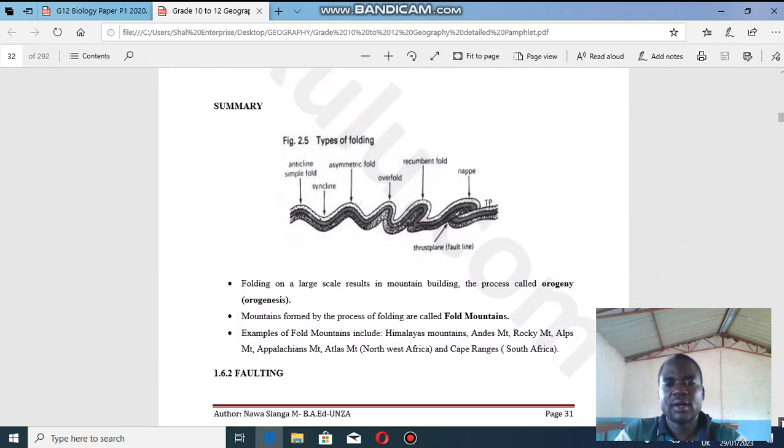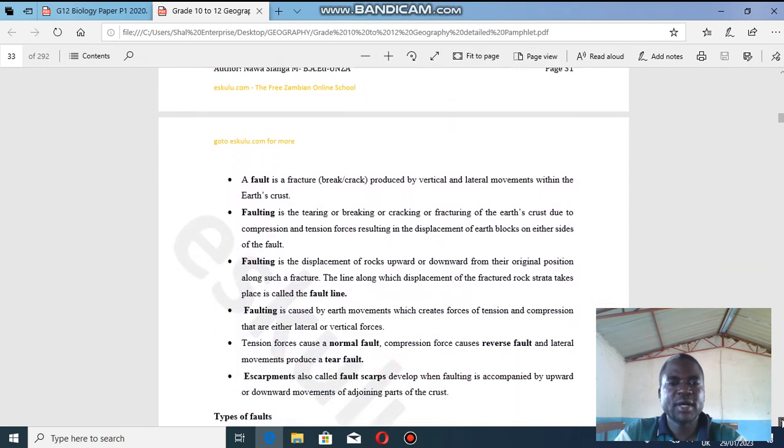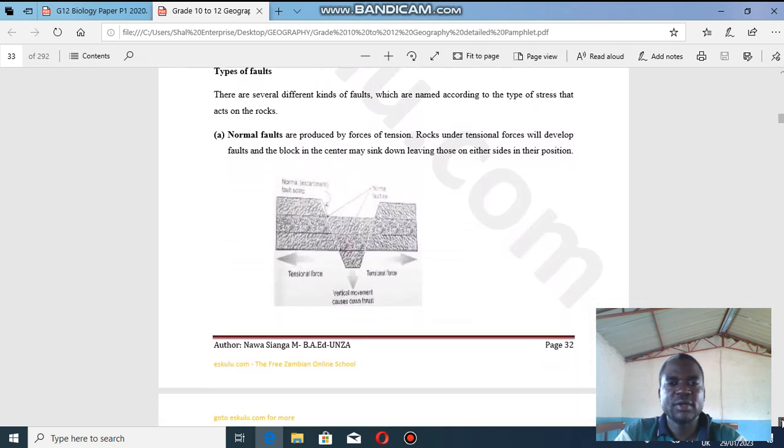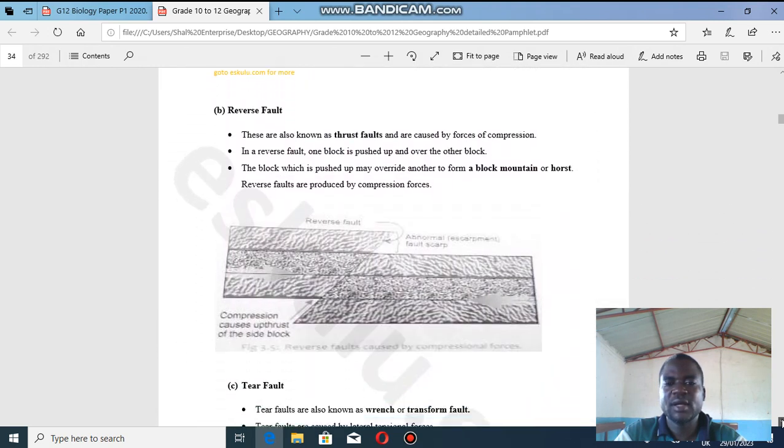These diagrams, geography is about diagrams. You need to study the diagrams and know the features, because that's what they ask in paper 1.